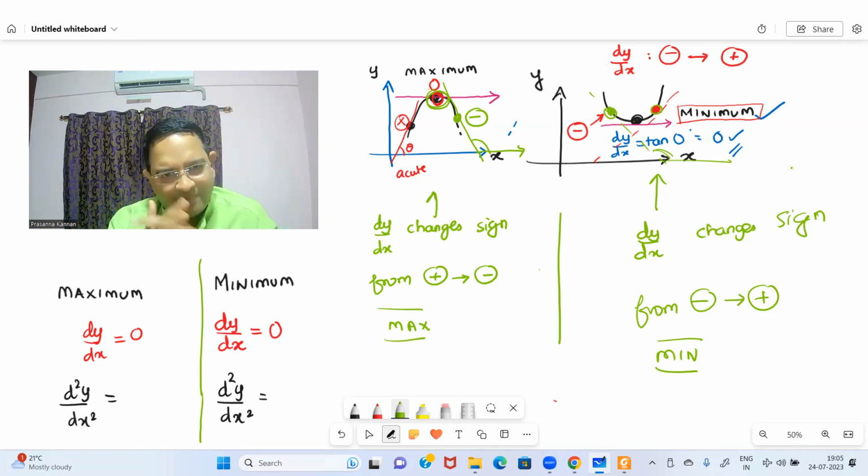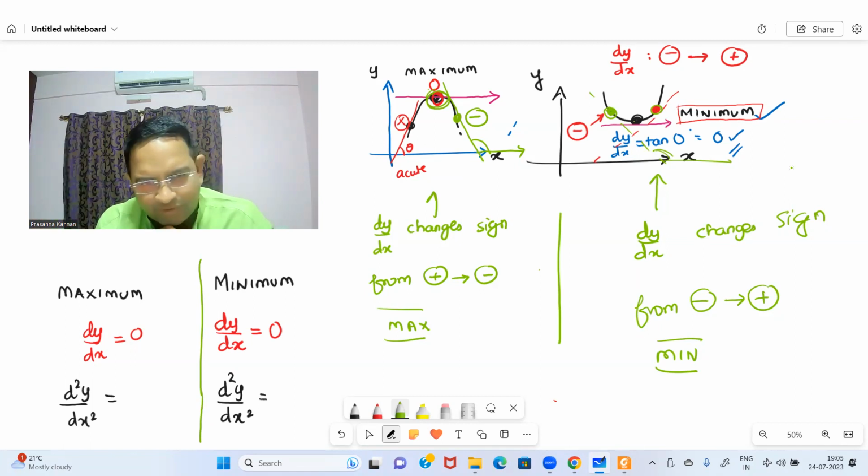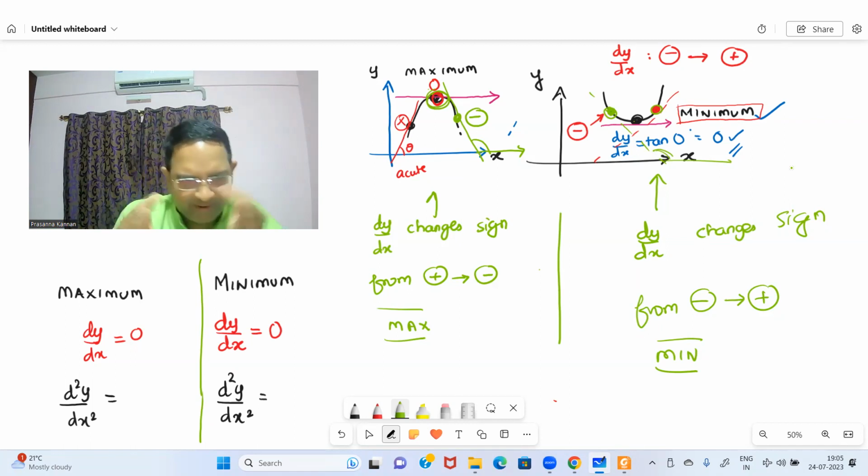So how do you find the dy by dx, guys? You find the change in y. Change in y means what? Final value of y minus initial value of y. Correct or not? And of course, you make delta x go to 0 and all that. That's fine. But the idea is final value of y minus initial value of y. Correct?